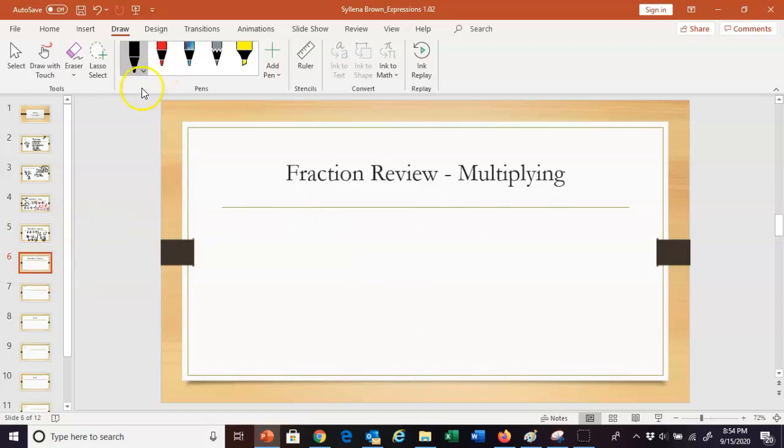So now when we're talking about multiplication, multiplication is pretty cool because all you do is multiply straight across. In multiplication, the denominator will change. So we have 1 times 3 is 3, and 2 times 4 is 8. So you just multiply straight across. The denominators do not have to be the same. You're just multiplying straight across.